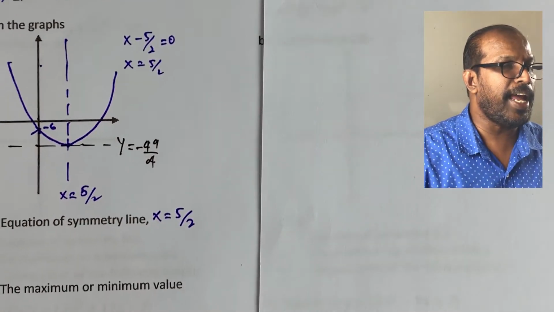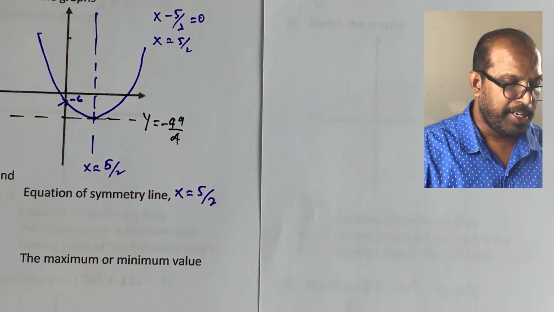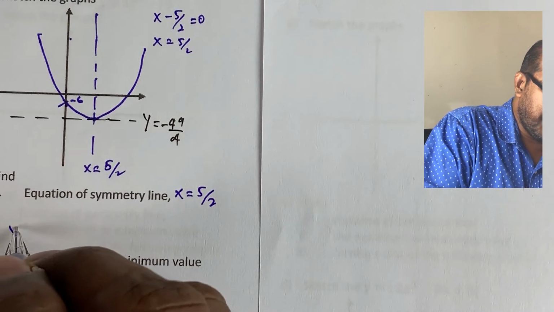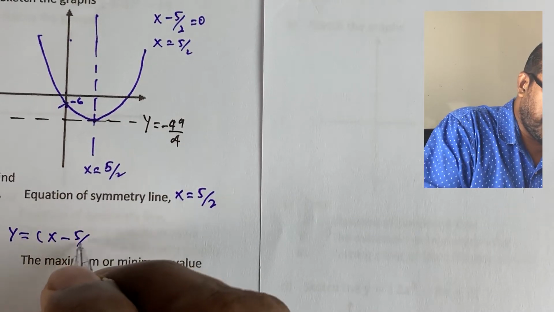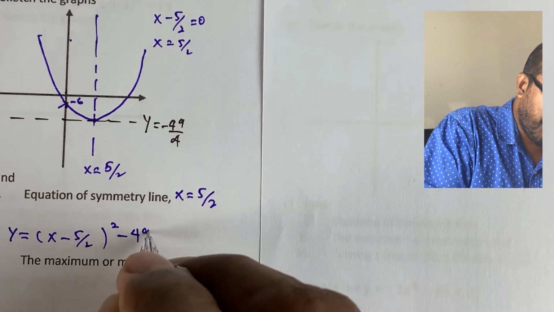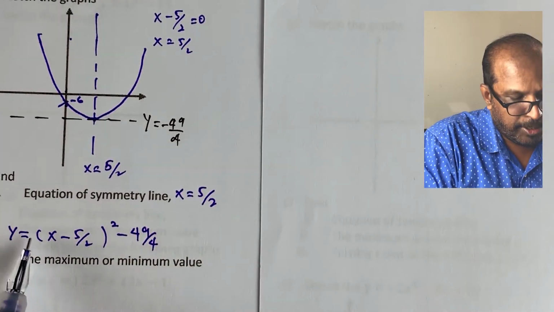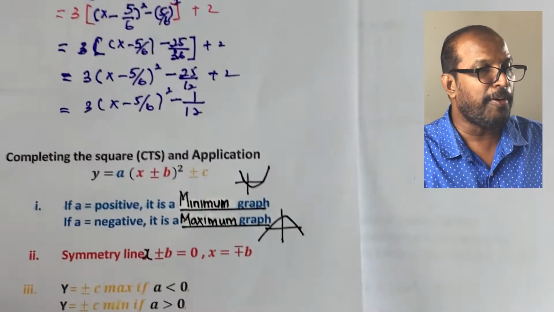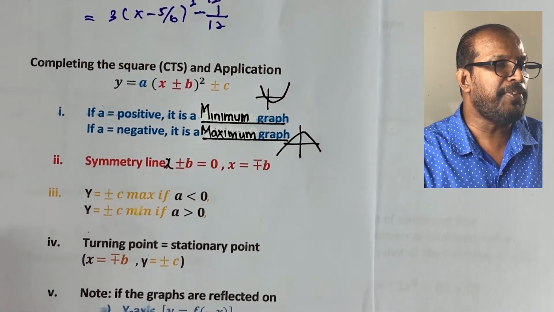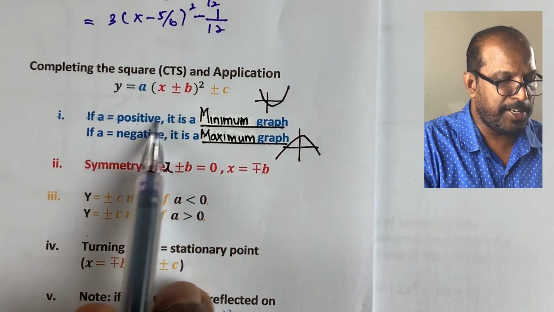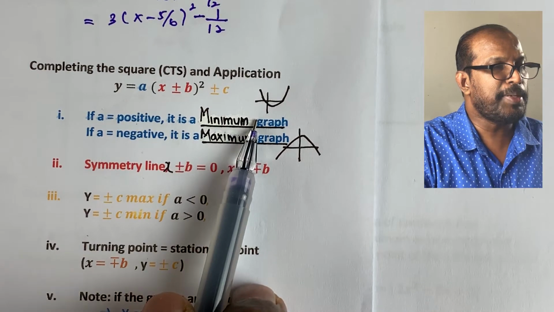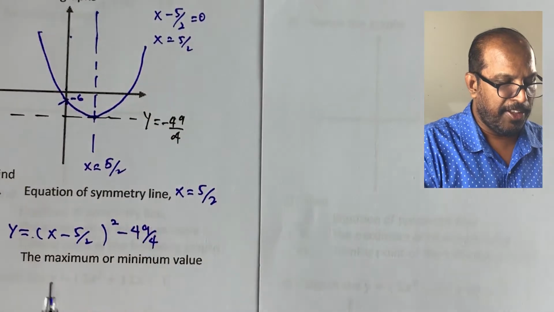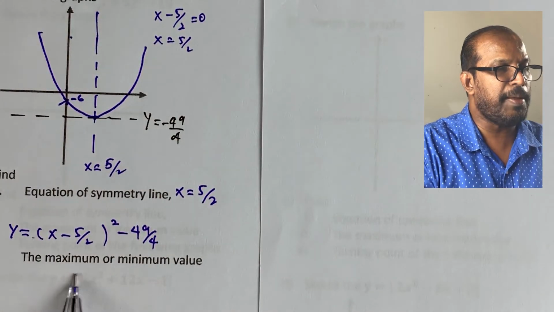Then they ask you whether the graph has a maximum or minimum. Look at the equation given to you: y equals (x minus 5 over 2) squared minus 49 over 4. The coefficient here, 1, is a positive value. If it is positive, you look at your formula again: if a is more than 0, a positive value, then it's a minimum graph. So since this is a positive 1, this is a minimum graph.